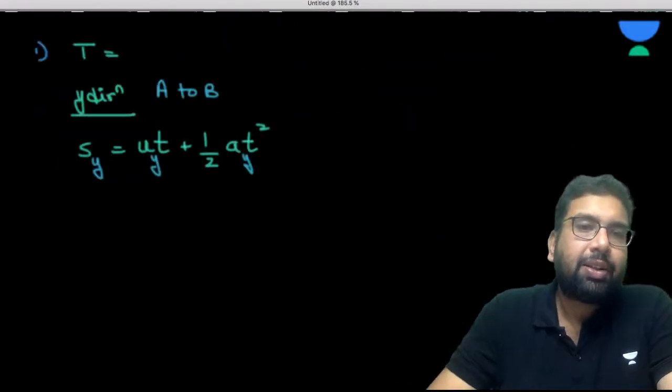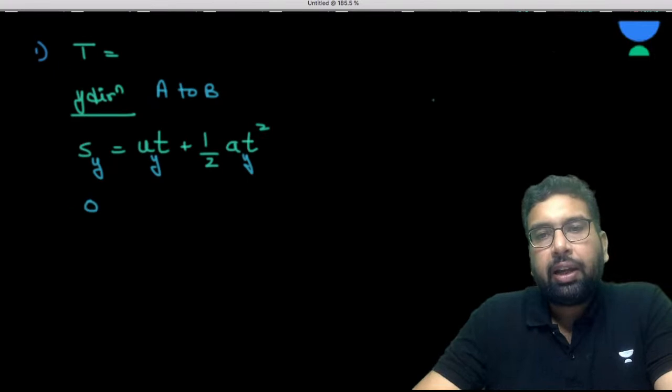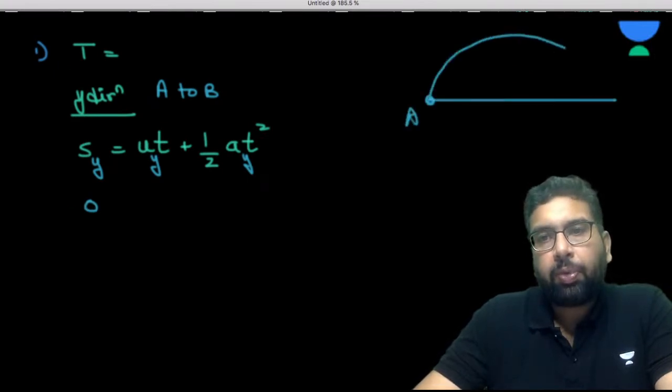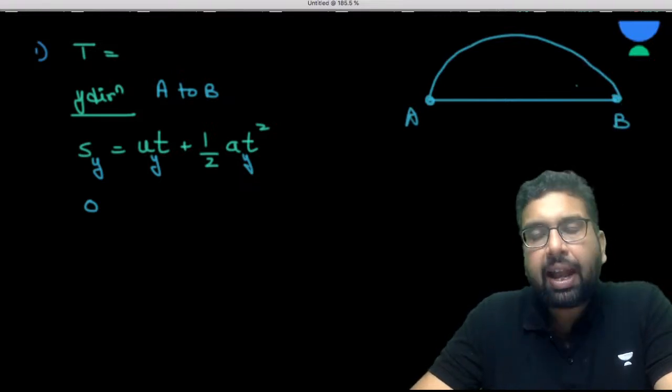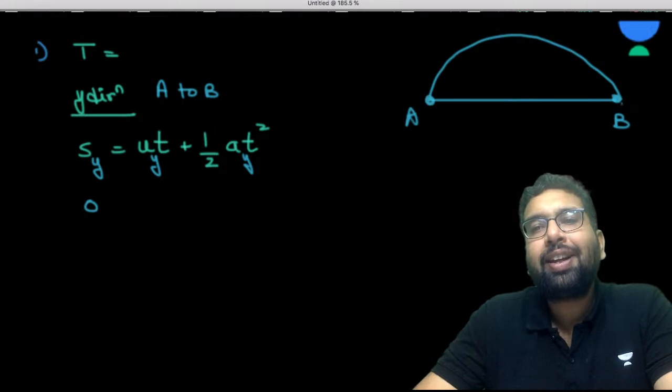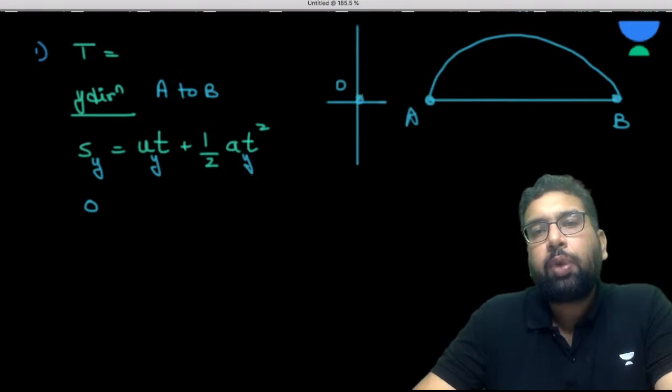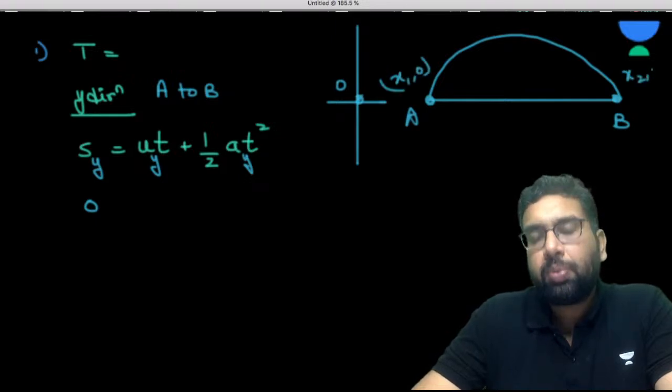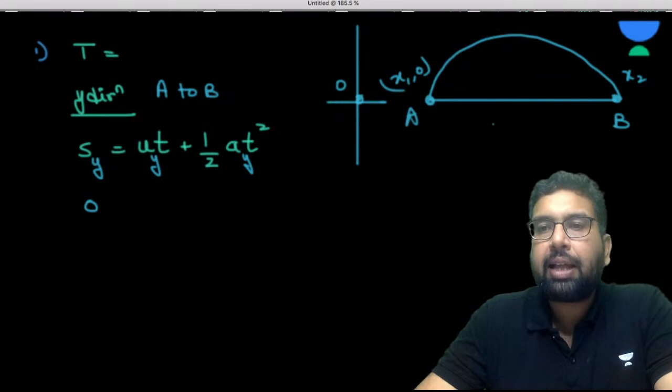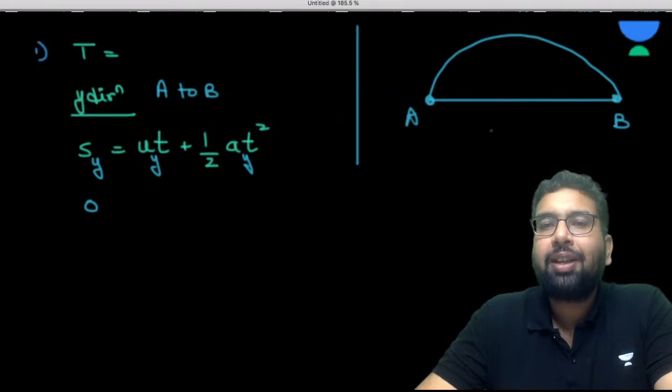So obviously, sir, it is 0. See, this is point A, this flows like this, and it reaches this B point. So it has no displacement in the y direction, right? Let's suppose this is your axis, this is your origin. Now from the origin, it will have some x coordinate and the y coordinate will be 0.